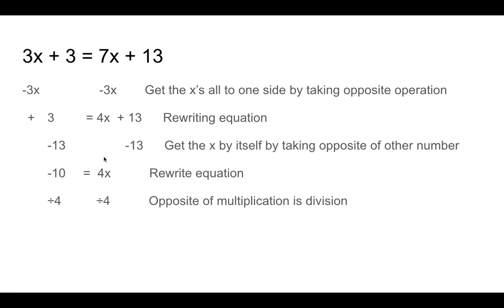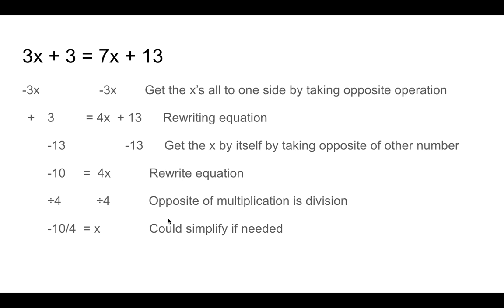Now I take the opposite operation, and since this 4 and the x are connected just like that with no operation in between, I know that's multiplication. Opposite of multiplication is division. Divide by 4, whatever I do once again to one side, have to do to the other. And I get negative 10 fourths x.